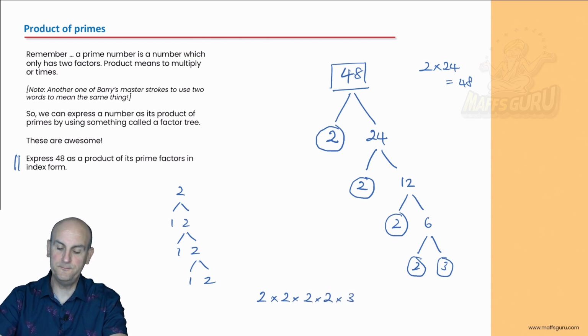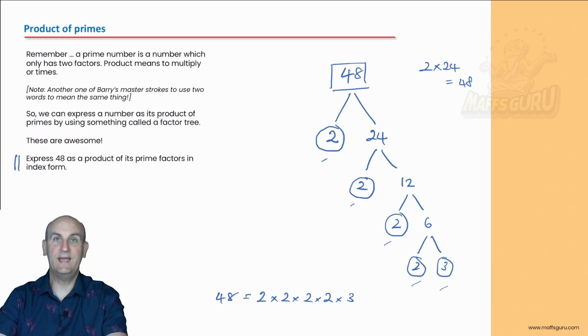Where did I get all those numbers from? 2 times 2 times 2 times 2 times 3. Now, if you want to check that, I promise you 2 times 2 times 2 times 2 times 3 is going to give me 48. Okay, now have I finished the question? No, because it says in index form.